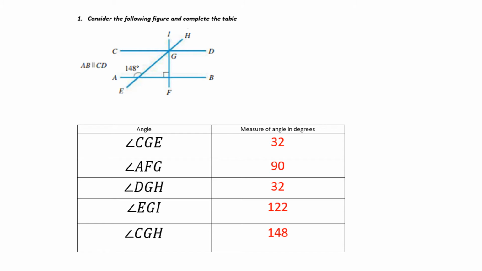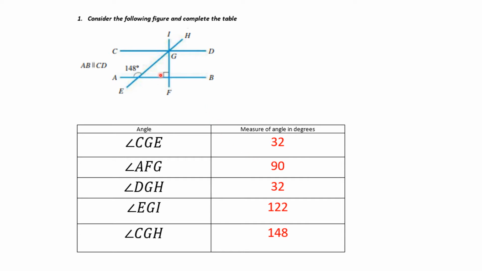Problem number 1. We were to consider the following figure and complete the table. AB was parallel to CD. We were to find these angles. The first angle is this one right here, and those are parallel lines, and we're on the same side of the transversal, so those are supplementary. So this has to be 32.